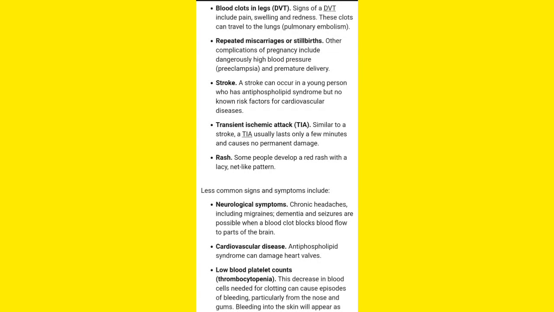And if you are having a TIA, transient ischemic attack, which is similar to a stroke but only lasts for a few minutes and causes no permanent damage, that is also a symptom. Another is rash. Some people also develop a rash with a net-like pattern.